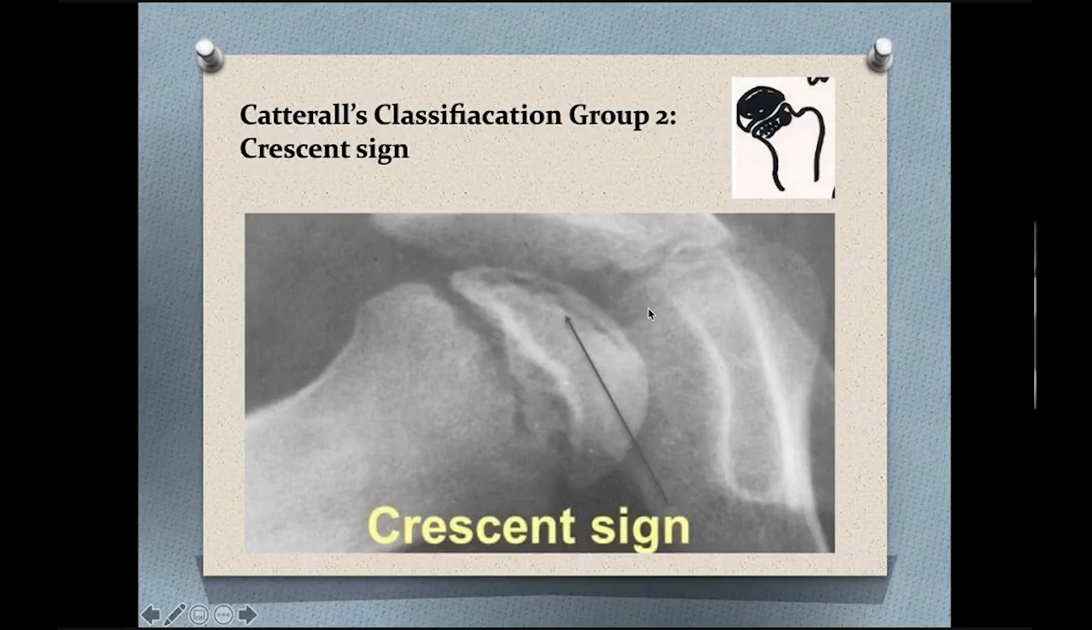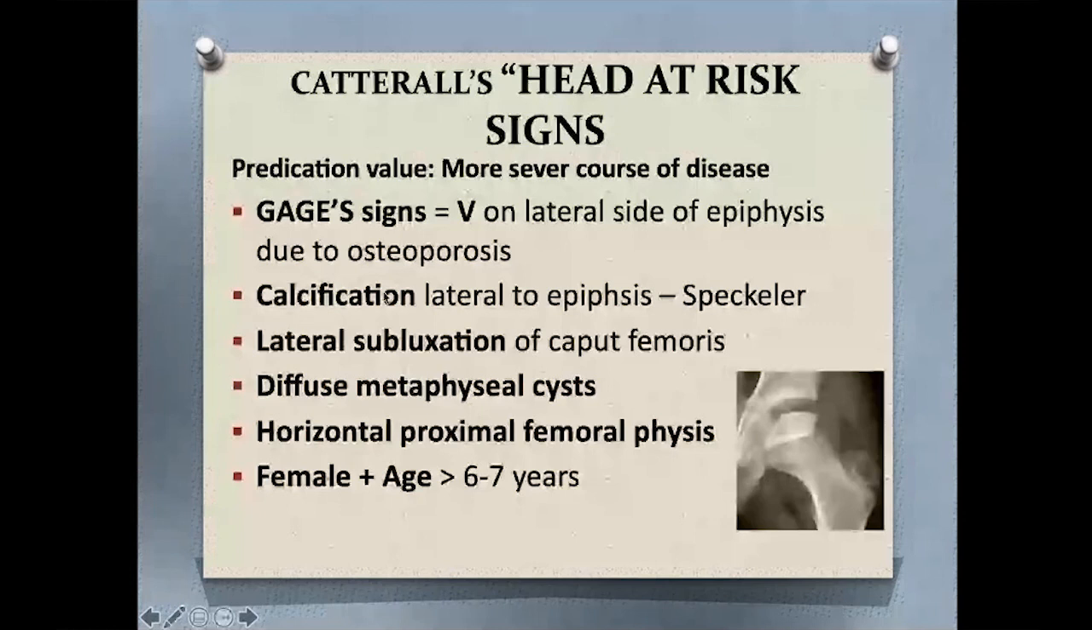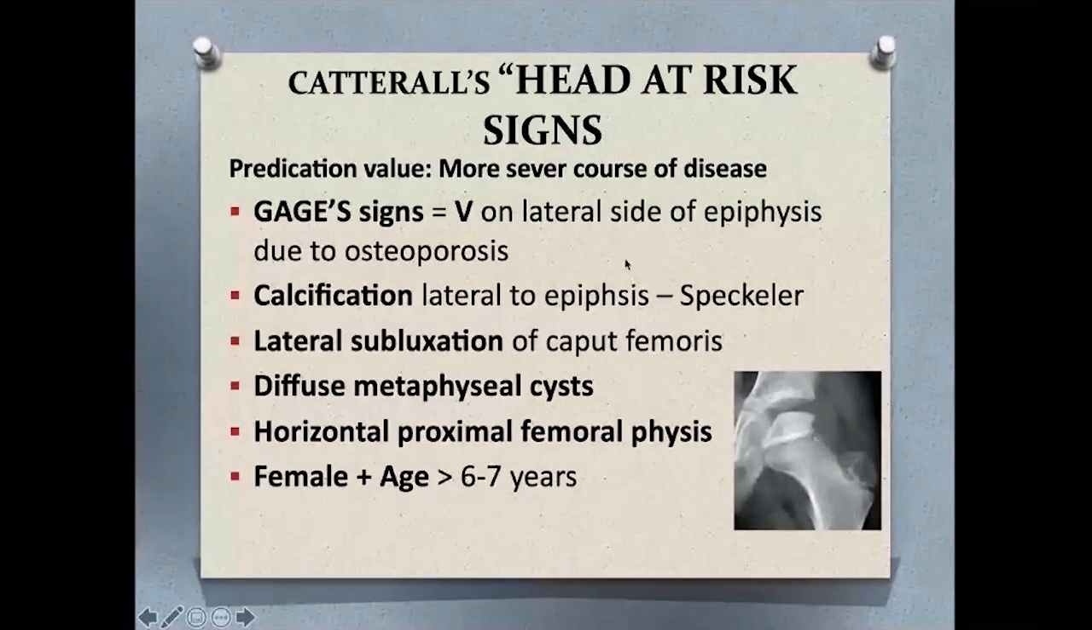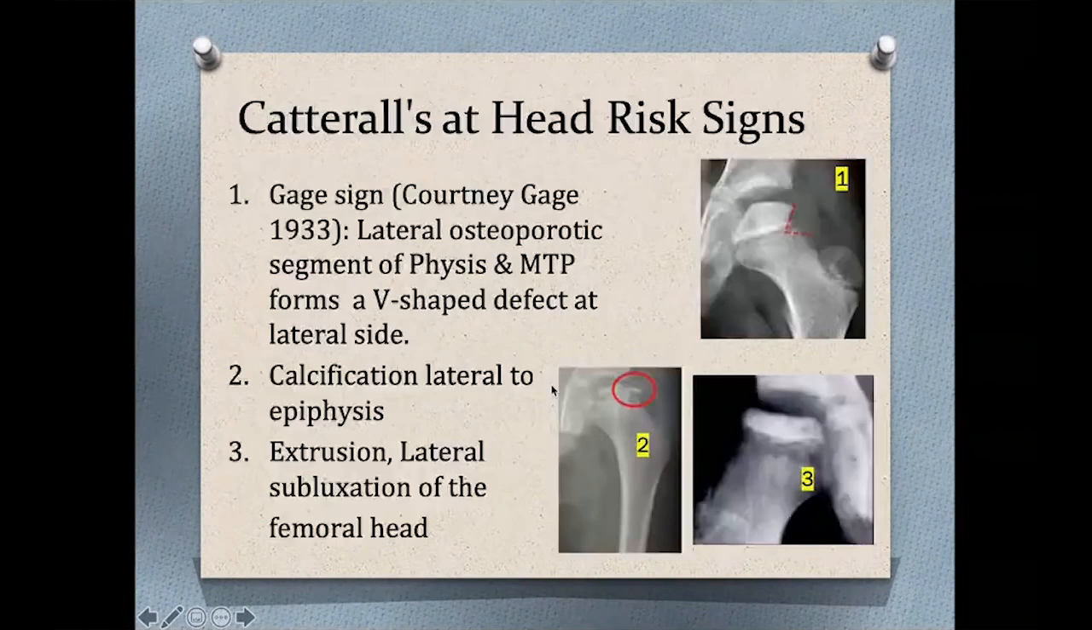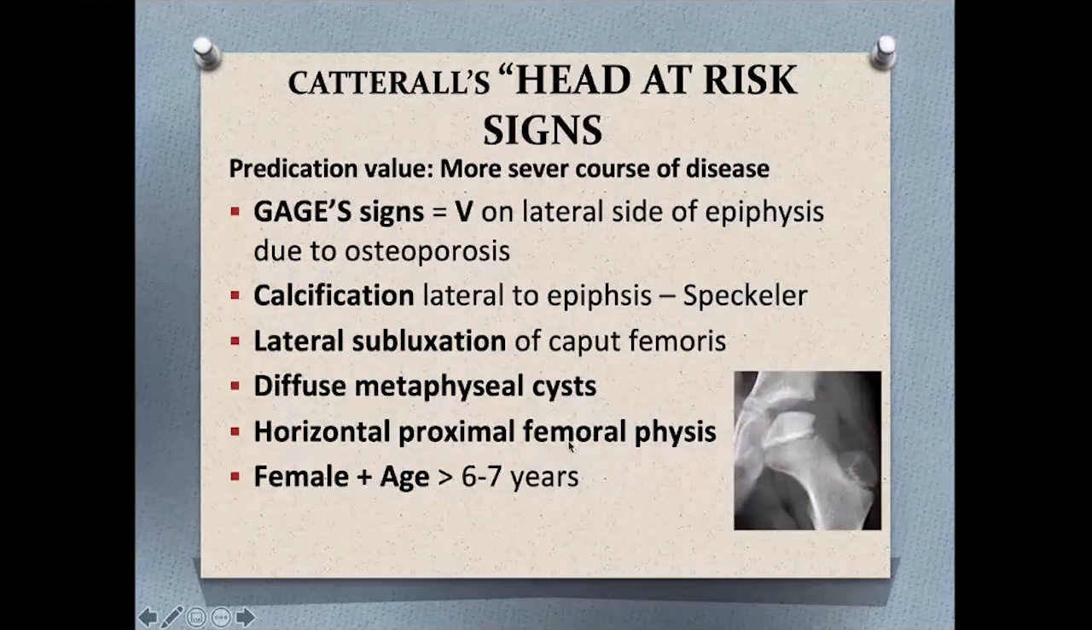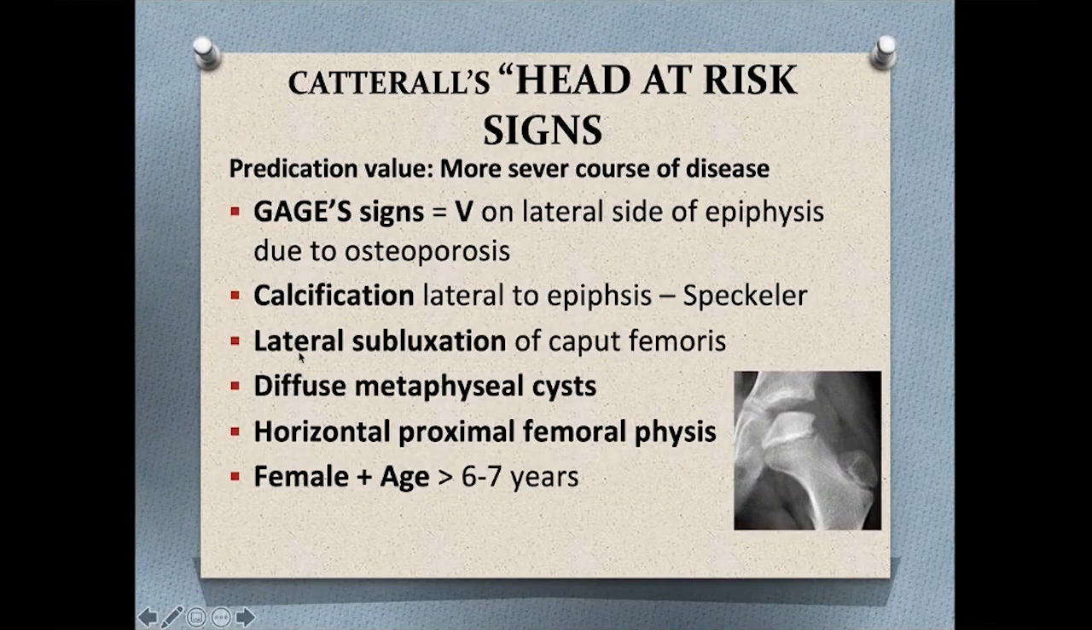So here is another detail of the Legg sign, calcification, and a little bit of explanation. So this Legg sign is a V, particularly here, in the epiphyseal metaphyseal area on the lateral side. Then the calcification, speckled calcification, the lateral subluxation, diffuse metaphyseal cyst formation, and horizontal physis. This was added in 1983 by someone else, but there are 1, 2, 3, 4, and 5, 6 signs, usually called head at risk signs by Catterall, and the age, more age, and the female gender. These are the bad prognostic signs.